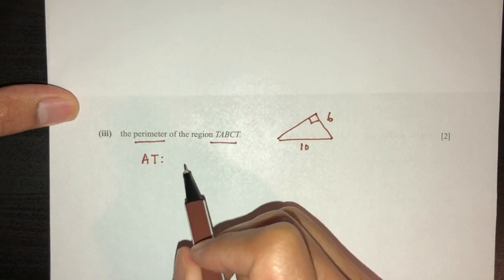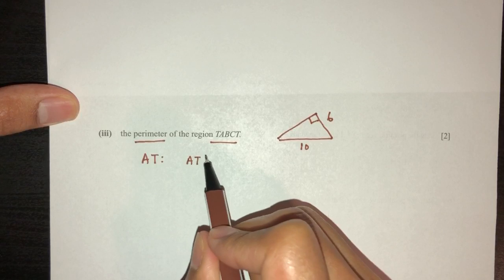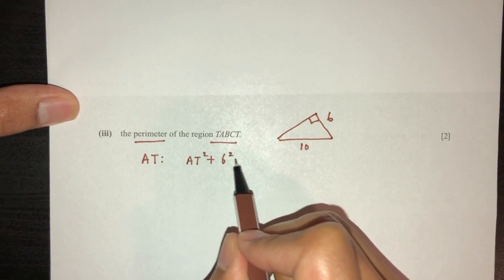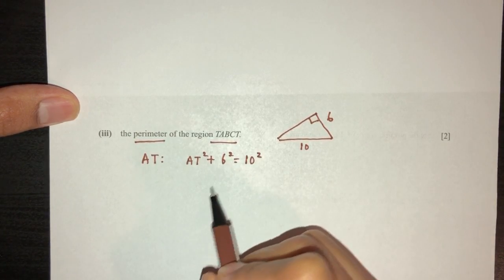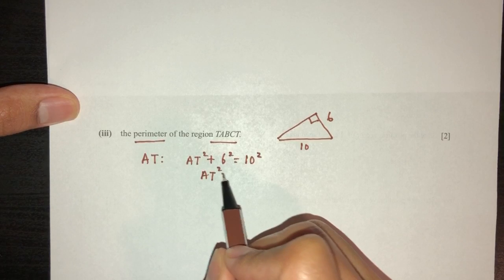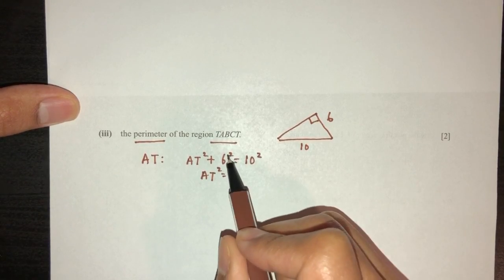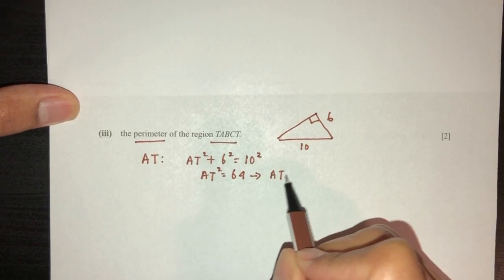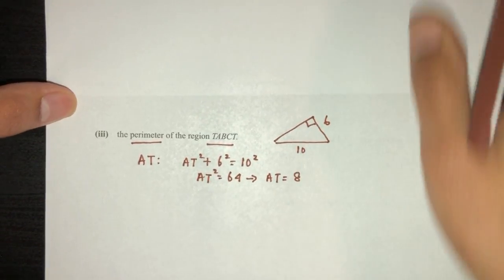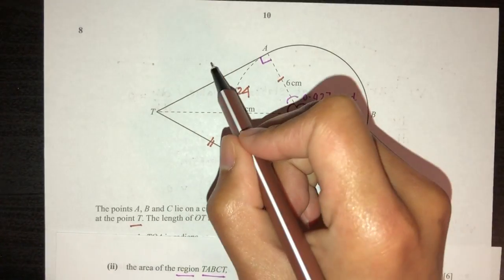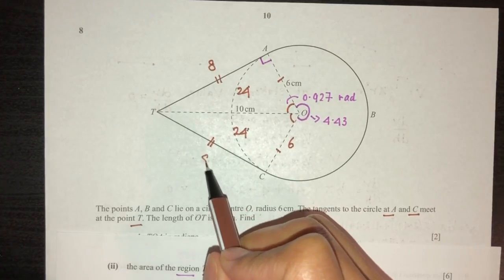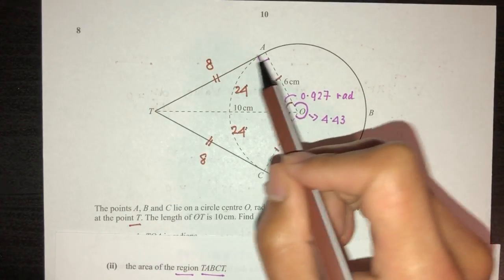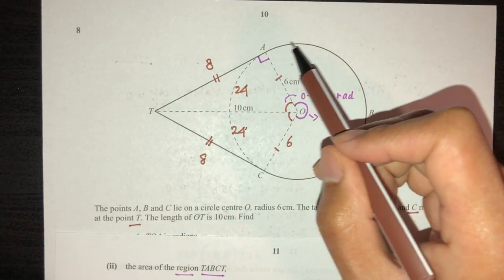So AT squared plus 6 squared equals 10 squared. That will be 100 minus 36, that will be 64. So you will have AT equal to 8. So go back. This will be 8, and this is also 8. Now, with these 8 and 8, we have to find this now.